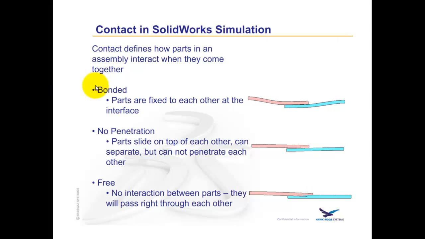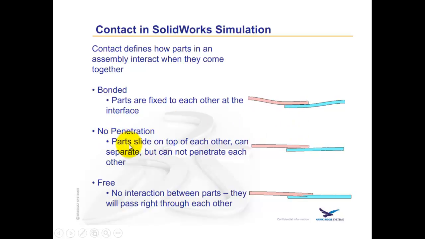The next one is contacts. So in SolidWorks, trying to understand what contacts mean and how they work with each other is sometimes a little bit confusing. But they define how parts in an assembly interact when they come together. So bonded parts are fixed to each other at the interface. So here we have 2 plates, and if these plates get deflected downward, they will stay in contact right there the whole time. So there's actually no deflection happening in these pieces right here where they're bonded.